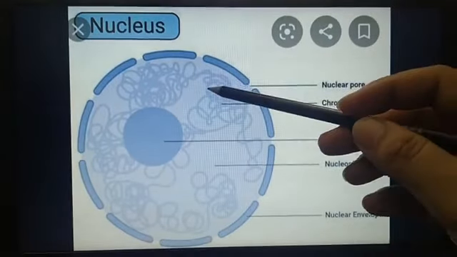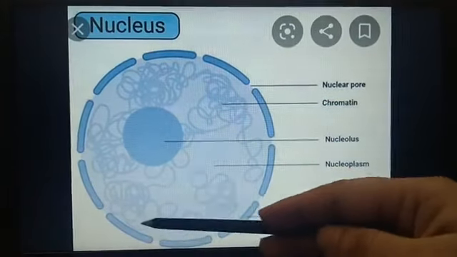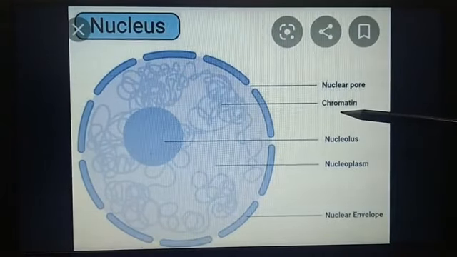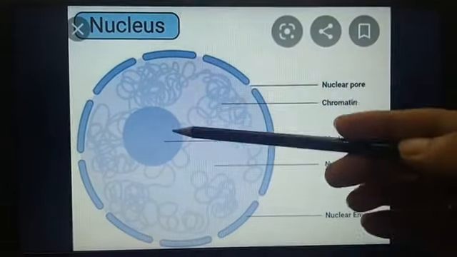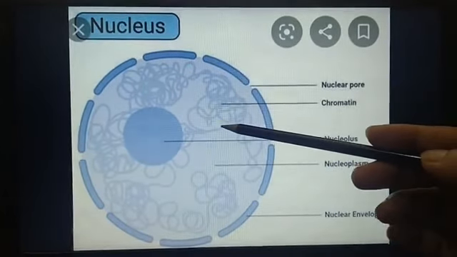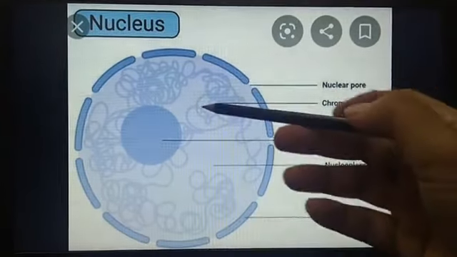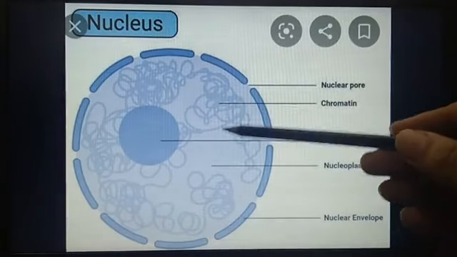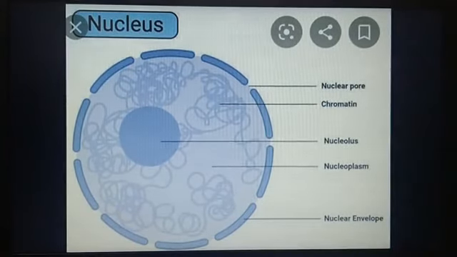It contains certain thread-like structures. In the diagram you can see these thread-like structures. These are known as chromatin fibers. After cell division, when the cell is divided, these chromatin fibers become thick and are called chromosomes. Chromosomes contain DNA and are made up of proteins. Chromosomes are responsible for heredity and pass from parents to offspring, from one generation to another.